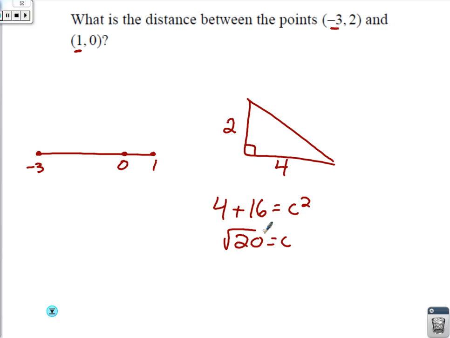And get into this habit. Since it's the square root of 4 times the square root of 5, don't write down the square root of 4 times the square root of 5. Square root of 4 is 2. Square root of 4 times the square root of 5 is 2 root 5. Any questions?